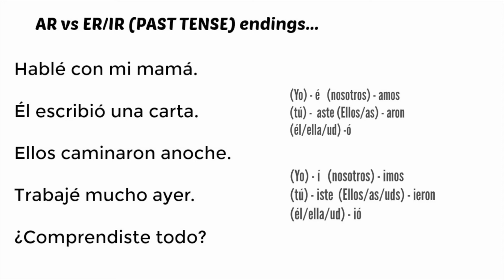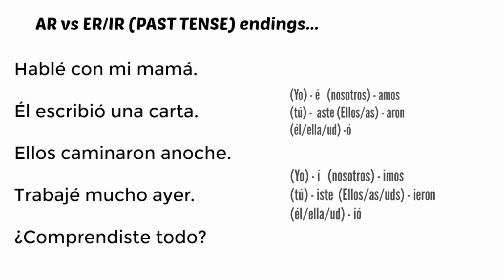So we're going to go ahead and take a look at some examples. We're just going to mix and match here. We're going to use the AR, ER, and IR past tense example sentences or sentence examples. Hablé con mi mamá. I spoke with my mom. Él escribió una carta. He wrote a letter. Ellos caminaron anoche. They walked last night. Trabajé mucho ayer. I worked a lot yesterday. ¿Comprendiste todo? Did you understand everything?